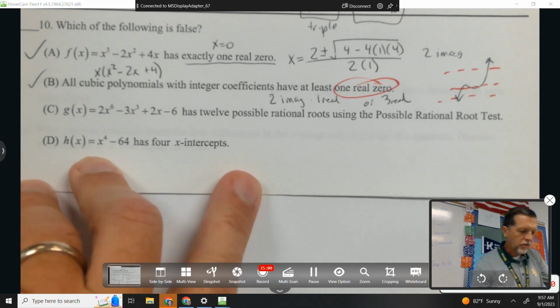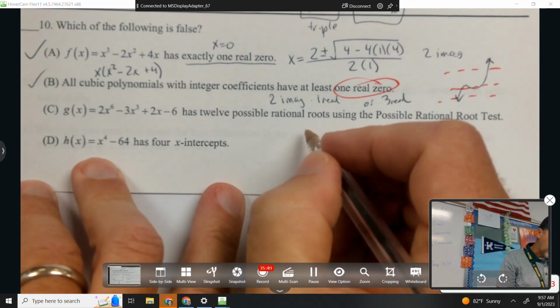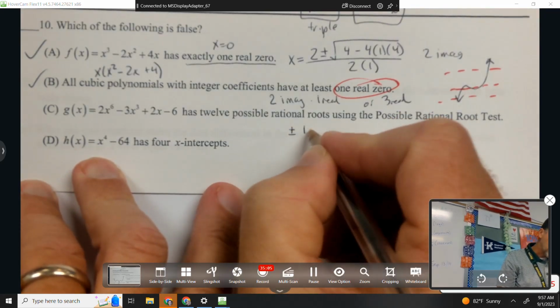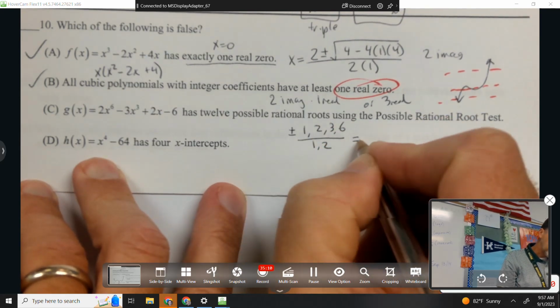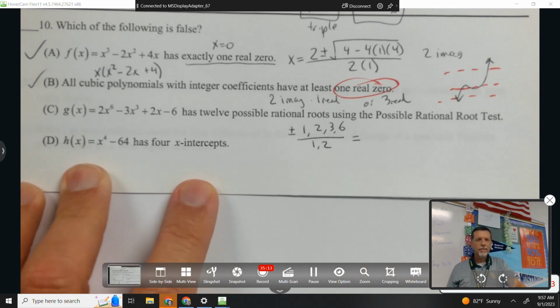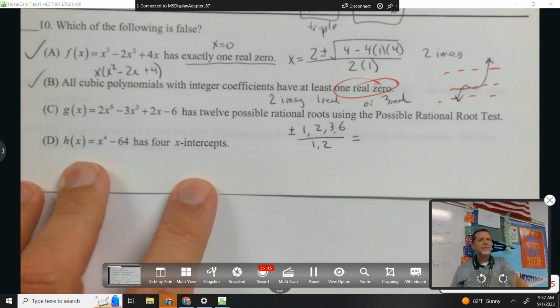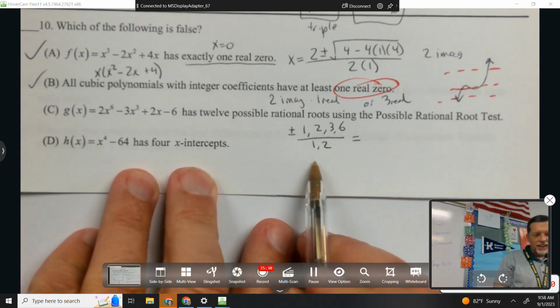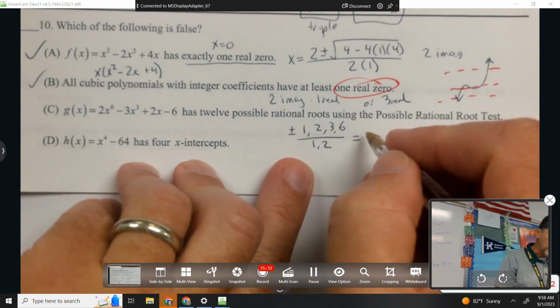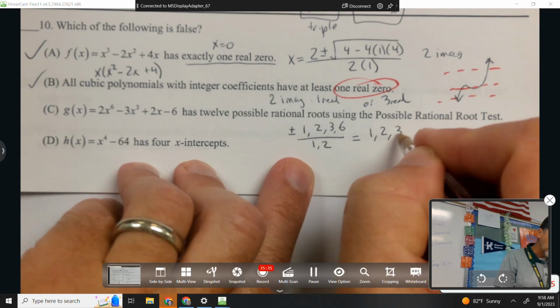12 possible rational roots using the possible rational roots test. I don't know, plus or minus 1, 2, 3, 6 over 1 and 2. That looks like 8 times 2 is 16, but some of these are repeated. So this is the danger of writing it like this. Let's write them all out. Let's put them all over 1. So 1 over 1, 2 over 1, 3 over 1, 6 over 1.